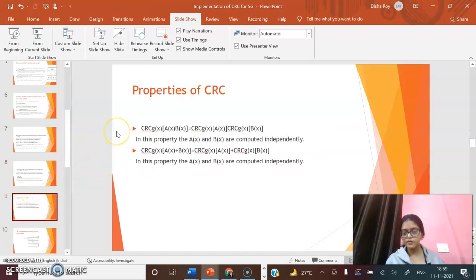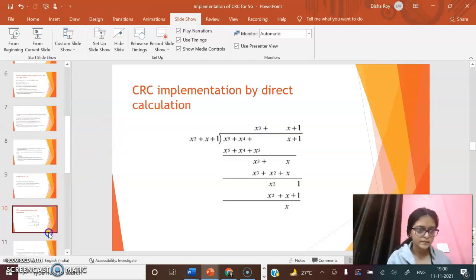So coming to the properties of CRC, over here we can see that when CRC of A(x) into B(x) is taken, it is given by the individual products. So over here we can say that A(x) and B(x) are computed independently. And when A(x) plus B(x) is added under CRC, we see that it is added individually. So over here we can say that A(x) and B(x) are computed independently.